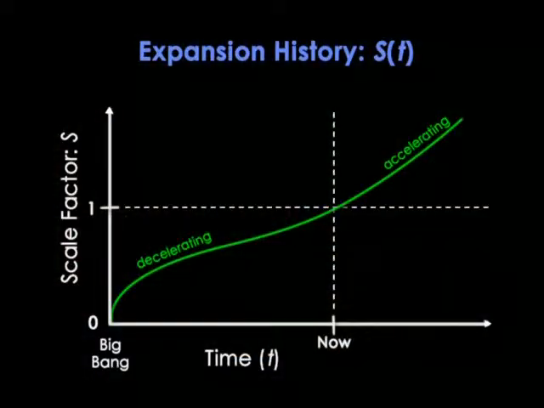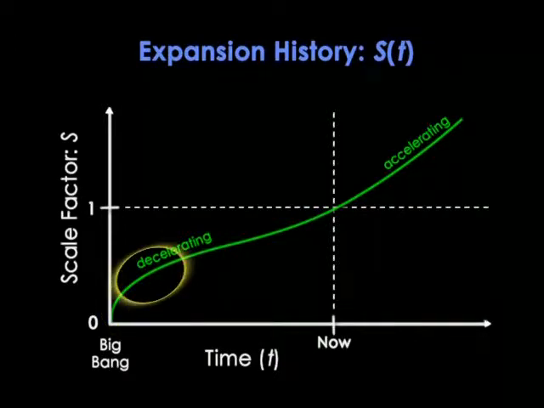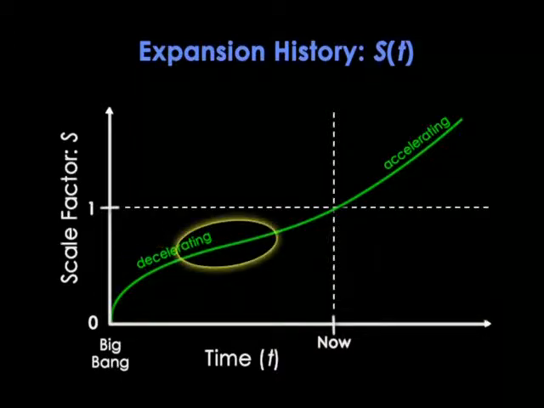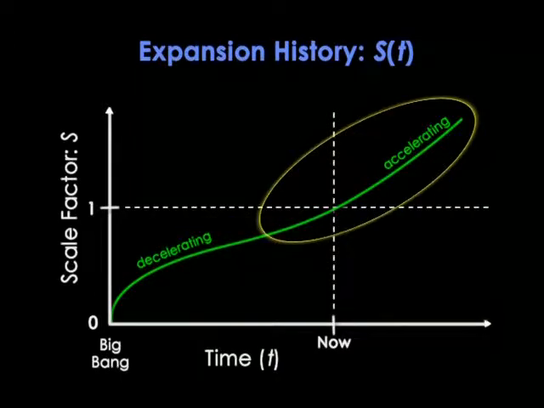We're ultimately aiming to understand the origin of these classic expansion diagrams, S of t. Time, t, goes along the bottom, and size, or scale factor, s, goes upwards, starting at 0 at the Big Bang and 1 today. In this example, the universe expands rapidly at first, but quickly slows down, then it coasts for a while, then it speeds up.